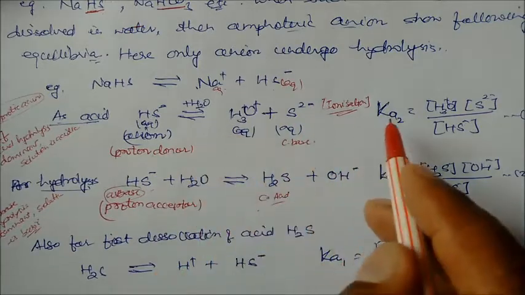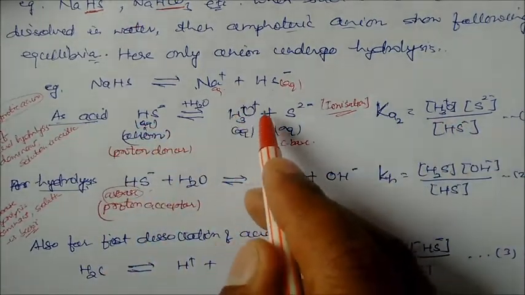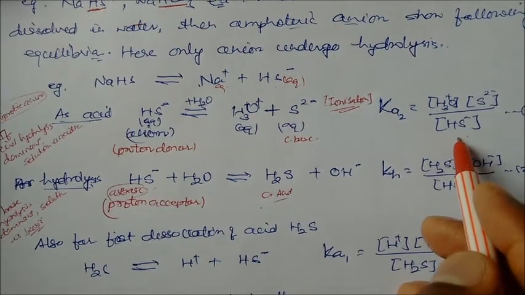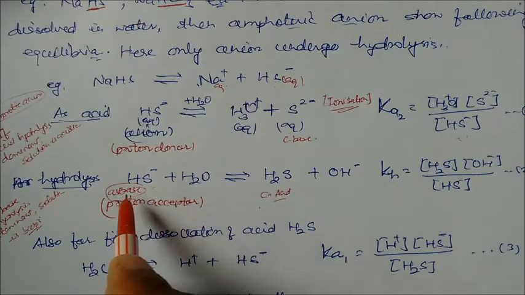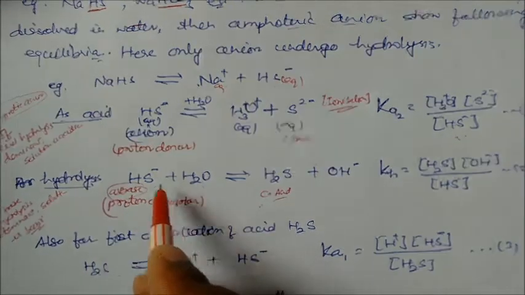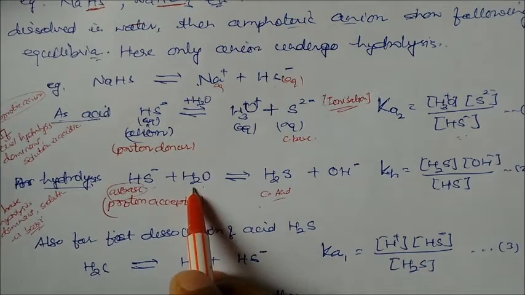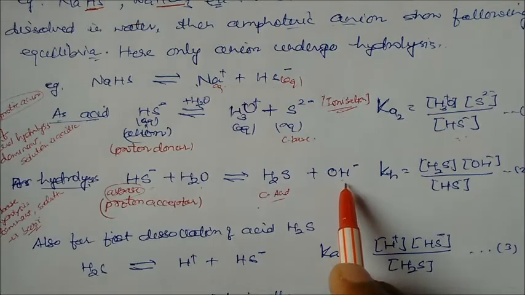So we can write here Ka2, because the second hydrogen is there. Ka2 will be the concentration of this into this divided by this one. Again, this same anion can act as a base. Base means proton acceptor. It will react with the water. Reacting with water means it will undergo hydrolysis. So on reacting with the water, it will form H2S and OH⁻. So here it is hydrolysis.